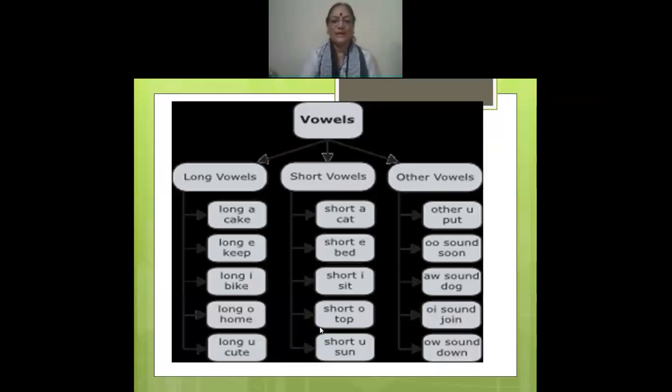So like I said, vowels have two sounds. So one sound is the name of the vowel. A, E, I, O, U. This is the name of the vowel, and that is how the sound is. पर एक होता है cat, bed, sit, top, sun. तो ये हो गया short vowel sound और ये हो गया long vowel sound when you are speaking out the name of the vowel. अब इसमें wonderful difference क्या है?